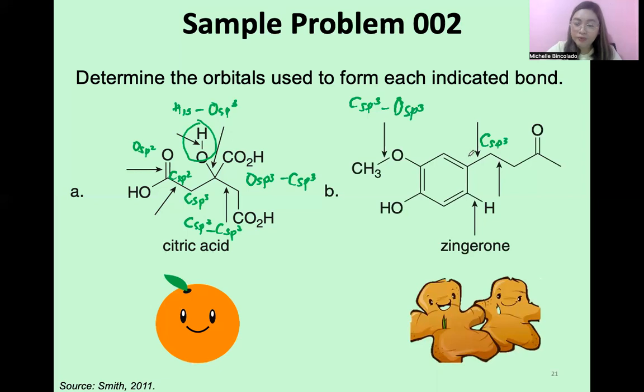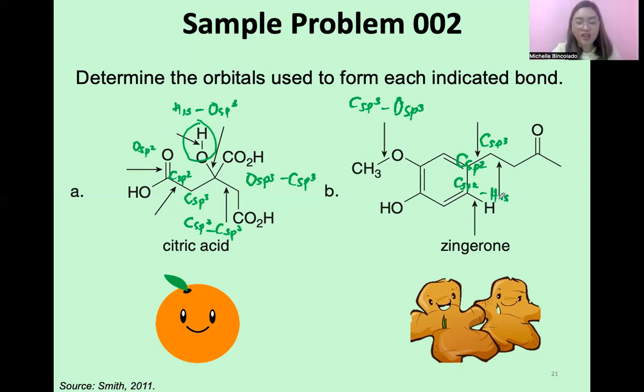The carbon within the benzene ring, we are sure it is sp2 because it is part of the double bond. What else? This carbon is sp3, sp3 also. I'm not writing them all down, it's easy. This one is the same: carbon sp2, and then of course hydrogen 1s. Okay, very easy, guys.